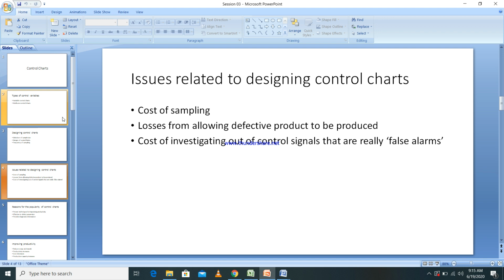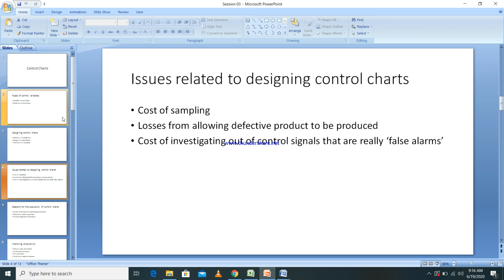And then there are some issues related to designing control charts. One issue is the cost of sampling. Because we know that when it comes to sampling, even when we are conducting a census, sampling is somewhat expensive, so there is a cost associated with sampling. So the cost is a problem when it comes to sampling.